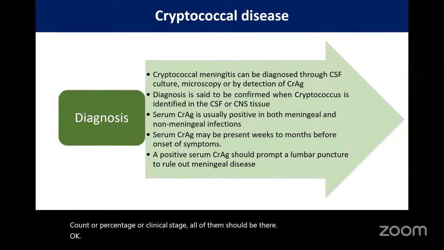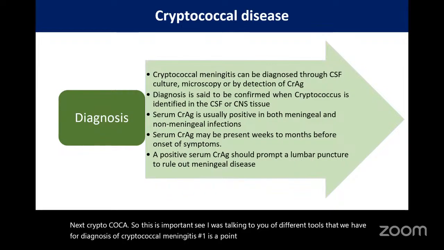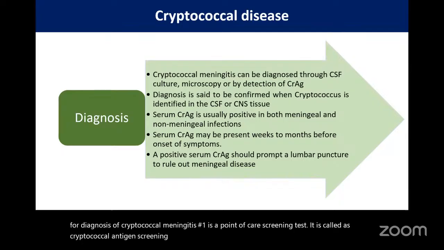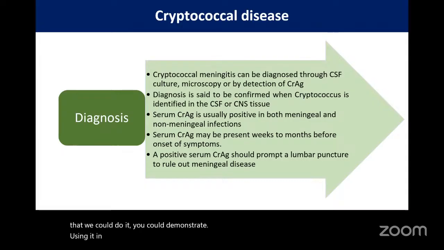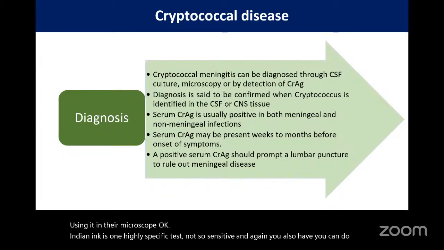Next, cryptococcus. So this is important. I was talking to you of different tools that we have for diagnosis of cryptococcal meningitis. Number one is a point of care screening test. It is called the cryptococcal antigen screening test, a point of care test. The second is there are different ways that we could do it. You could demonstrate it under a microscope. Indian ink is one highly specific test, not so sensitive. And you can also do a culture, but again, not commonly available.